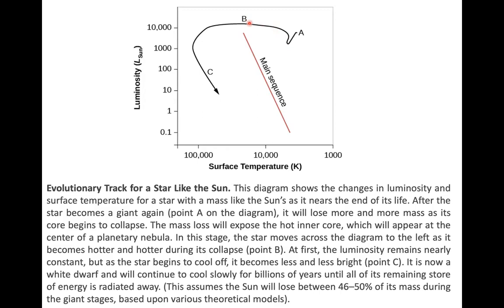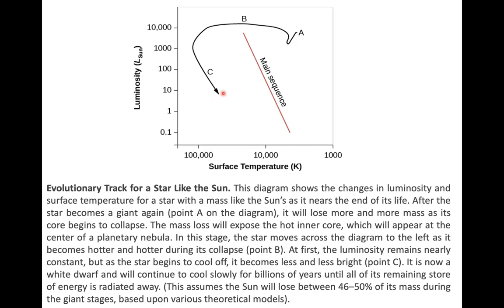And at first, the luminosity remains nearly constant, but as the star begins to cool off, it becomes less and less bright. So after some time, the star will begin to cool off, and the brightness will go down. Which means this particular white dwarf star will go down and come to a point somewhere here in the lower left-hand corner. Right? So the star begins to cool off and becomes less and less bright, which means it will be around this point C at the end, right?